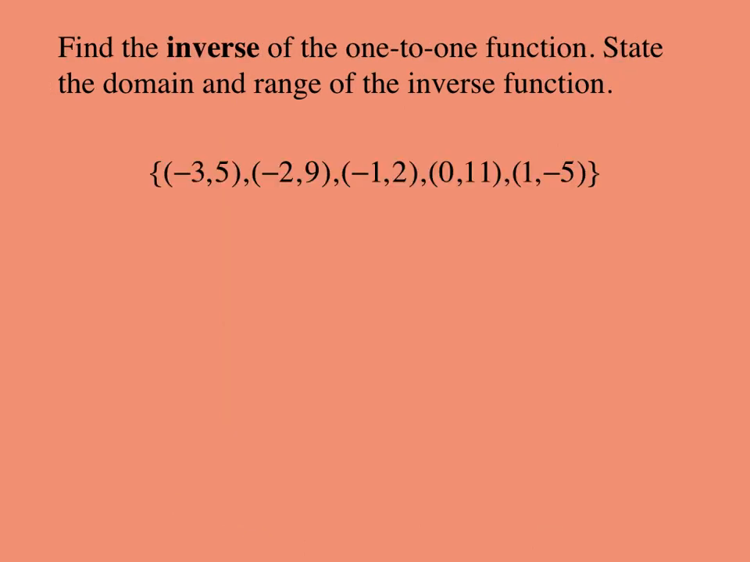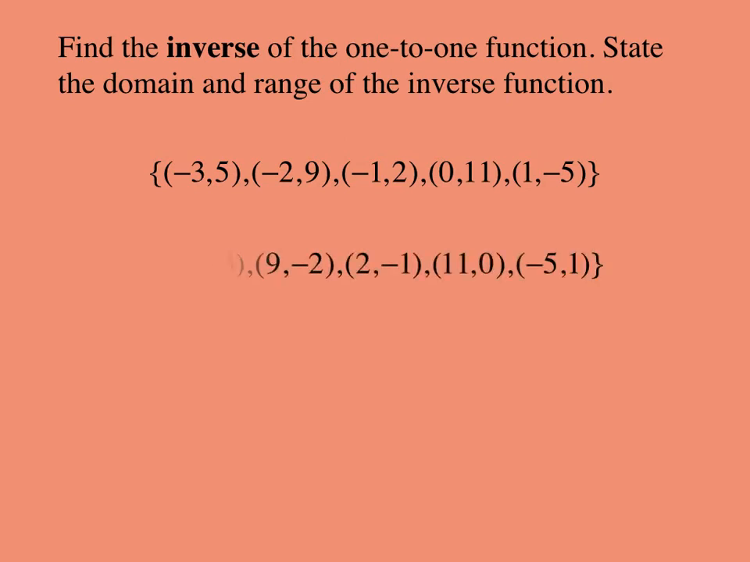In the next example, we have a list of ordered pairs. We're asked to find the inverse of this one-to-one function. As you know, a function is a set of ordered pairs where each input is mapped to exactly one output. So the inverse is when we switch the inputs and the outputs. So the ordered pair (-3, 5), which is a member of the function, (5, -3) will be part of the inverse.